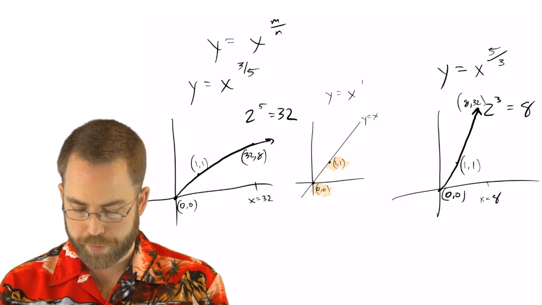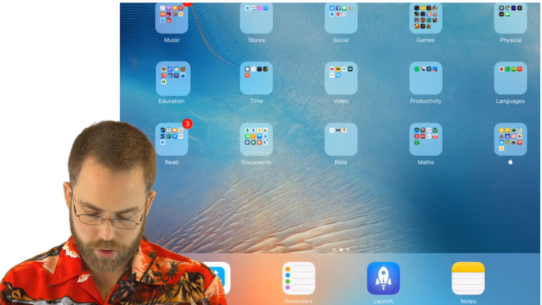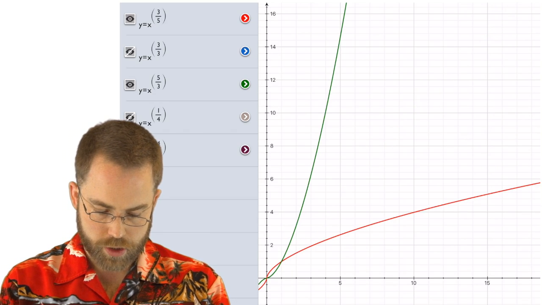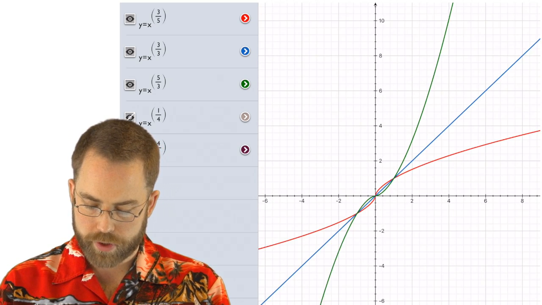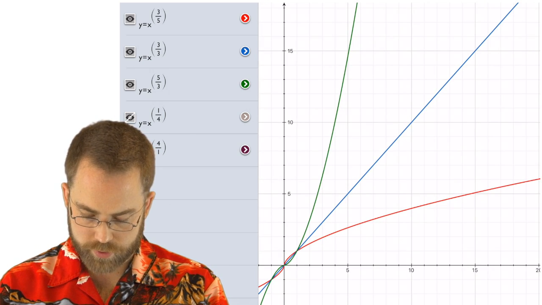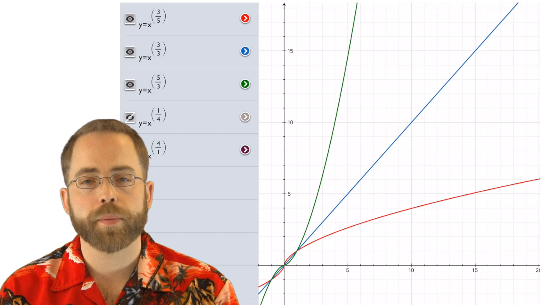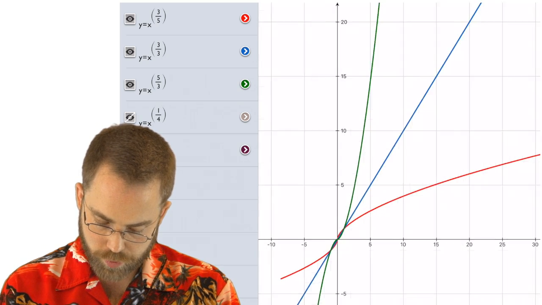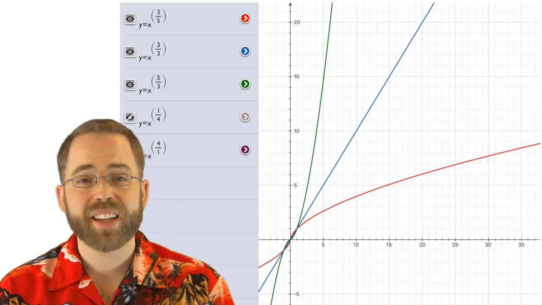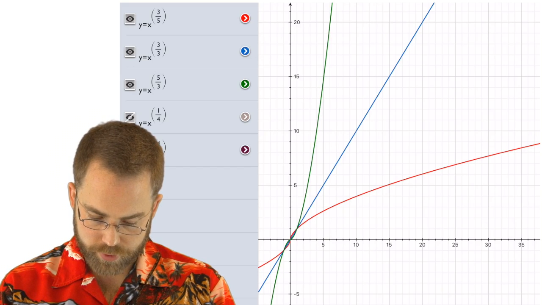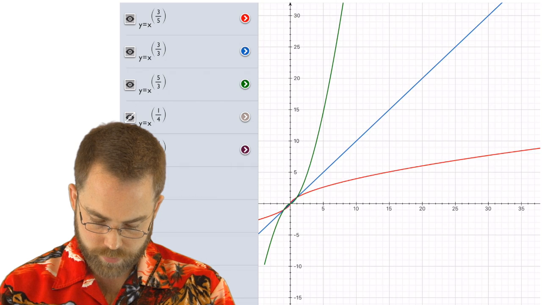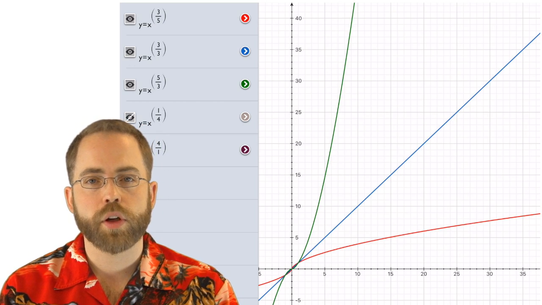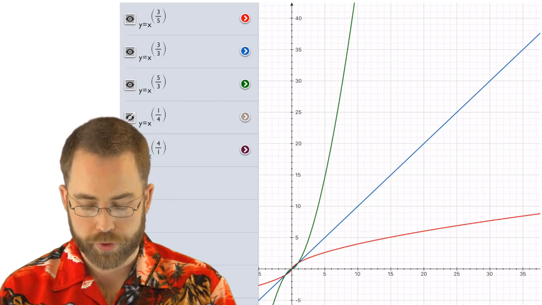So let's look at the graphs of these. Let me pull up my graphing program here on Quick Graph, and let's look at those 3 equations, okay? So like we said, in the red here, you can see that I've got my 3/5 power. And when we went over 32, we were only up 8. So there's the point, 32 comma 8, versus when we went up really quickly at 8 comma 32, that's on the green graph, the y equals x to the 5/3.